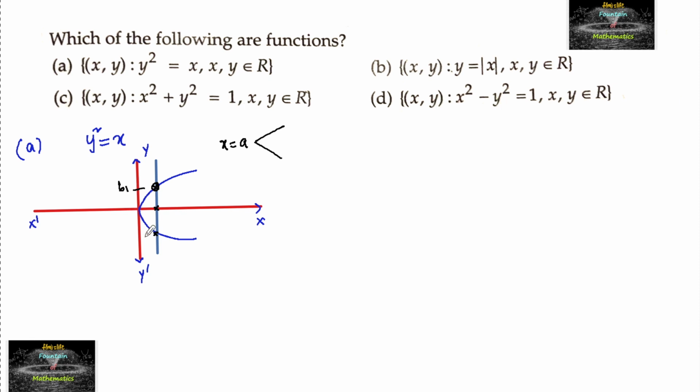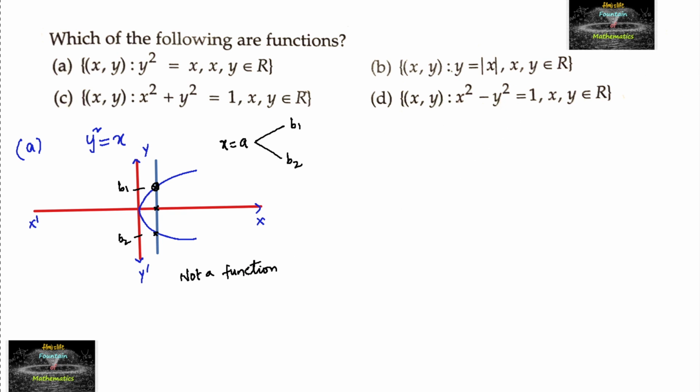Say this is b1 and say this is b2. Means for x is equal to a, you are getting two images, which is not possible in functions. According to the definition, it must have unique image. So this condition is failed. So first one we can say this is not a function. So this relation is not a function.